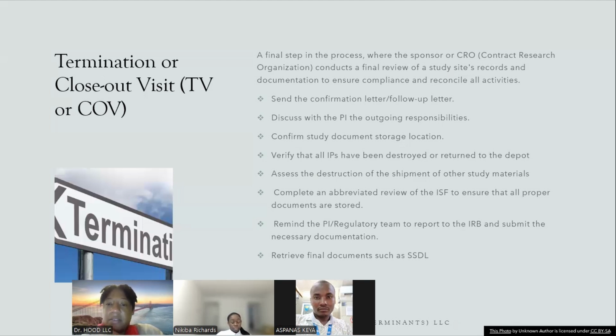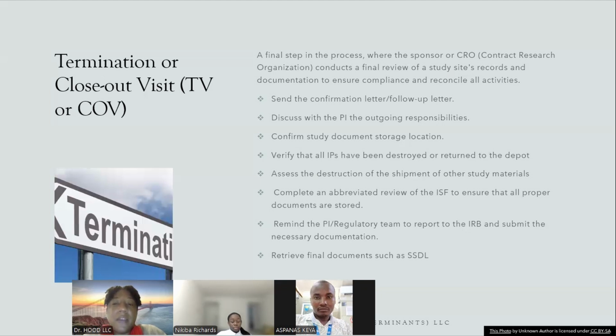You want to assess the destruction or shipment of any study materials. So anything that should have been shipped back, you want to make sure that has been done. You want to make sure they have documentation. So if they sent it by FedEx and got an email with a tracking number, you want to make sure they filed a copy of that tracking number, so if something gets lost in translation, we know how to follow up.